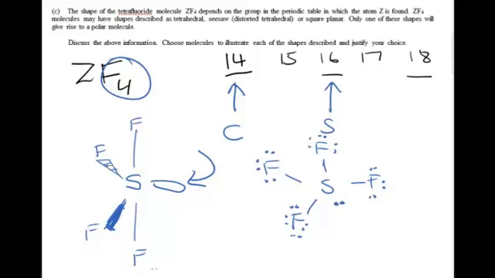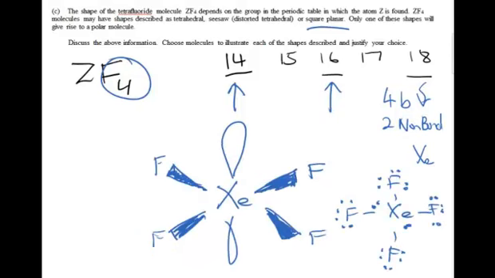Now the other possibility, of course, is a square planar. That would mean we'd need to have 4 bonding and 2 non-bonding. So we'd need an extra 4 electrons, which means it must come from group 18, being something like xenon. Now the Lewis diagram for that would look something like this, and the shape of that would be square planar.